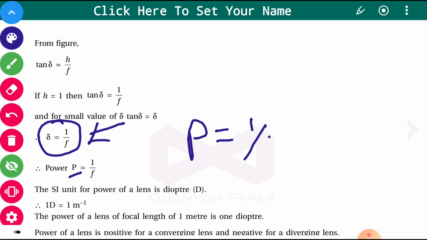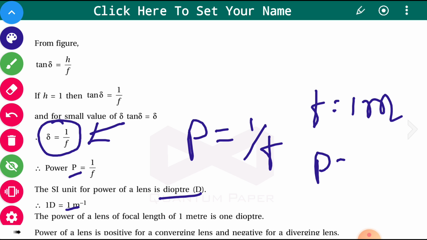So this delta, which is obtained as 1 upon F, is known as power, which is P. P is equal to the inverse of focal length. The SI unit is diopter, or 1 diopter is equal to 1 meter inverse. The power of a lens of focal length 1 meter is 1 diopter. If you take F equal to 1 meter, then power will be 1, and that is nothing but 1 diopter or 1 meter inverse.